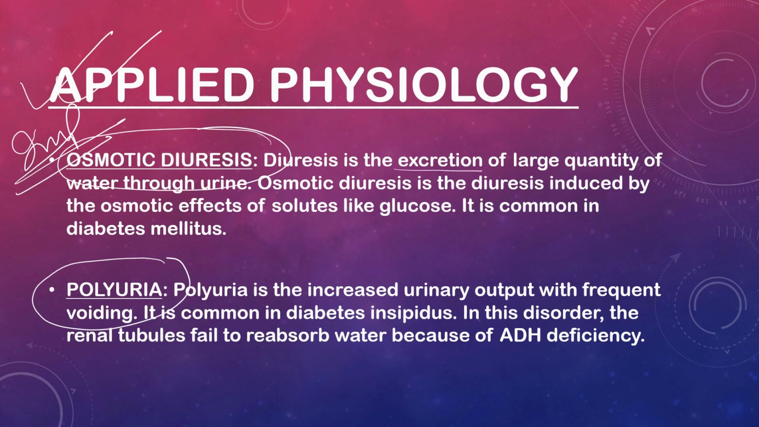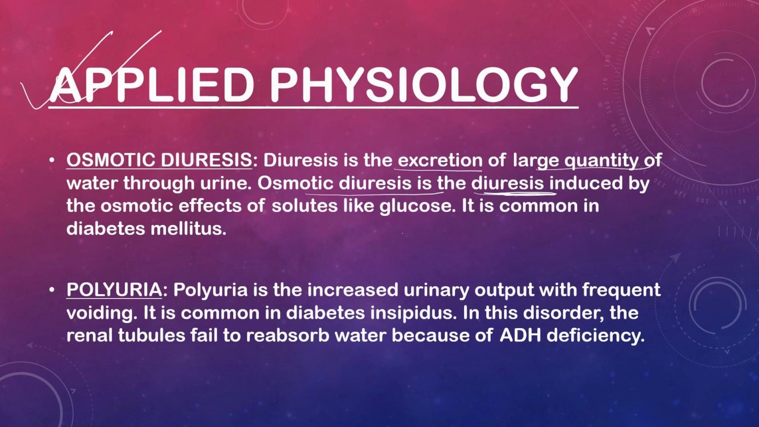Diuresis simply means the excretion of a large quantity of urine. Osmotic diuresis is the diuresis which is induced by the osmotic effects. Hope you know what is osmosis and osmotic effect. It is clear to you guys. So osmotic effect of whom? Of the solutes like glucose. It is most common in diabetes mellitus patients. Diabetes mellitus जिसको होती है, osmotic diuresis is mostly common and found in those patients.